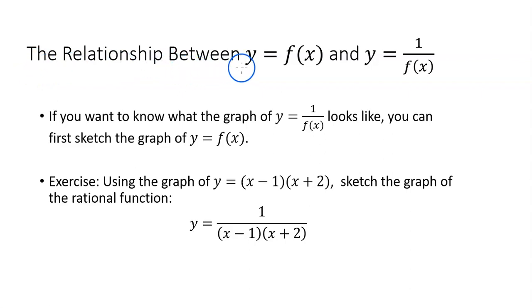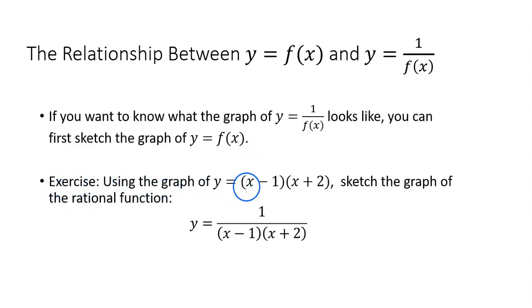The relationship between y equals f of x and y equals 1 divided by f of x. If you want to know what the graph of y equals 1 divided by f of x looks like, you can first sketch the graph of y equals f of x. Now we have an exercise here.